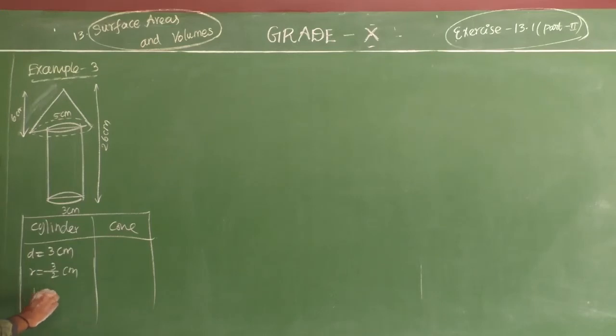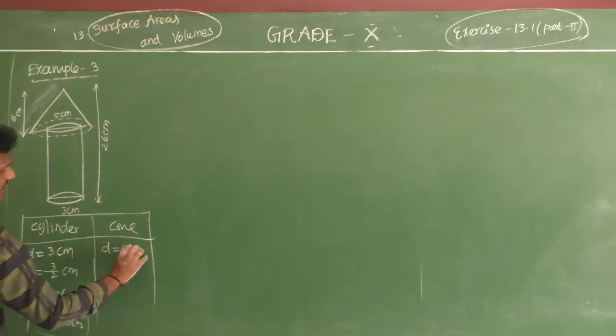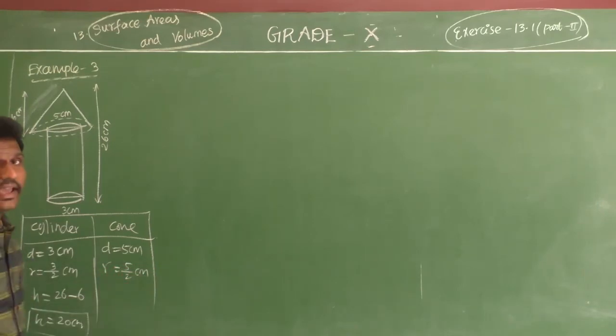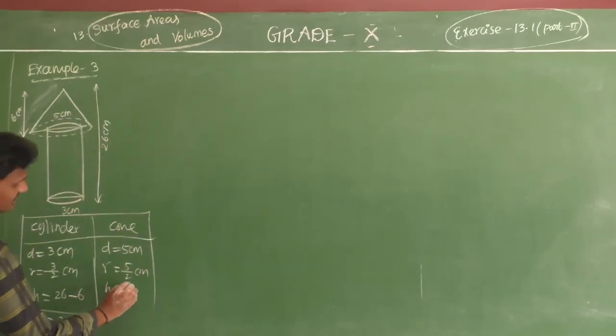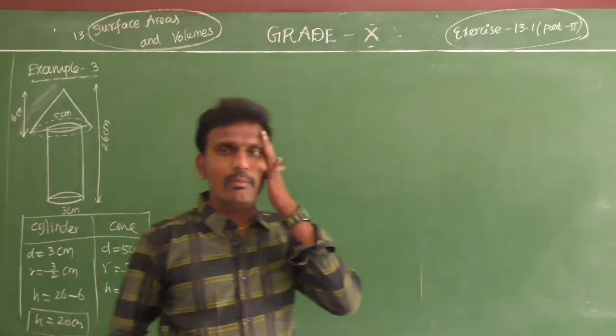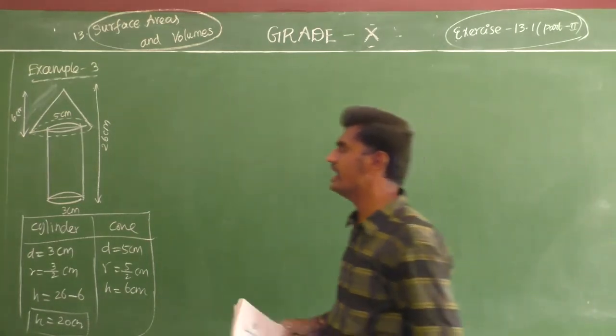Now the height of the cylindrical portion: the entire total height of the rocket is 26, and separating the height of the cone, which is 6, it will come h is equal to 20 centimeter. Now coming to the cone, diameter equal to 5 centimeter and radius equal to 5 by 2 centimeter, otherwise 2.5 centimeter. The height of the conical portion is 6 centimeter. Now what am I going to find? Slant height of the conical portion.